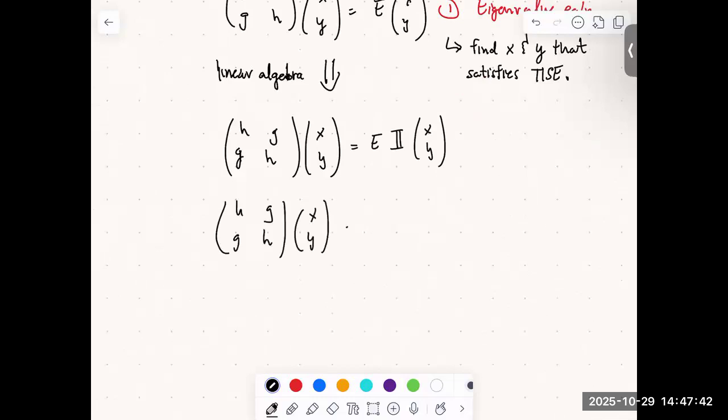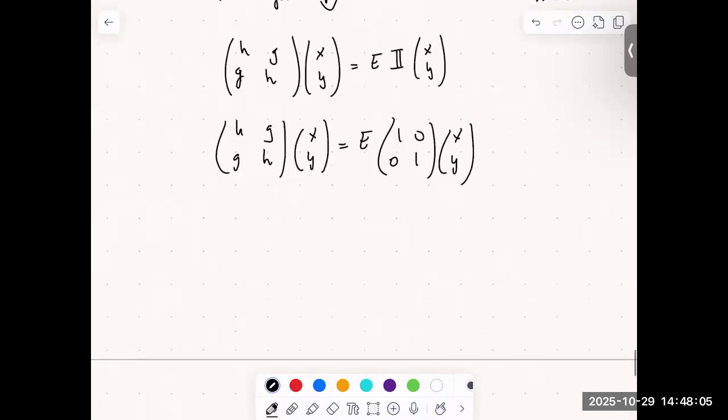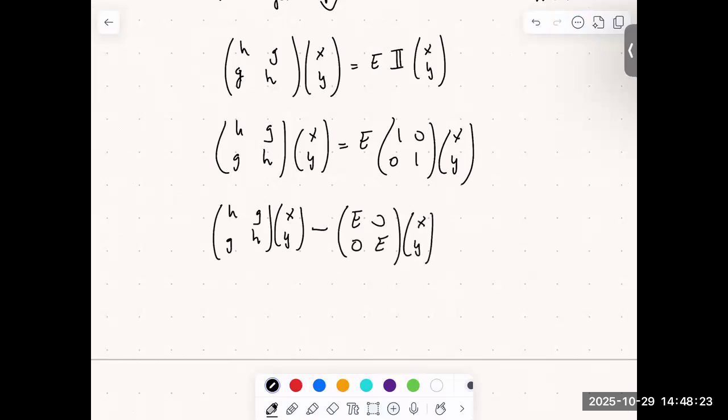H, G, G, H times X, Y, and I'll actually write out the identity matrix: 1, 0, 0, 1, times X, Y. What I'm going to do is I want to have an expression that is equal to 0. So I'm going to take all of this stuff and subtract it off. We'll get H, G, G, H times X, Y minus, okay, I'll multiply through the E, so we get E, 0, 0, E times X, Y is equal to 0.